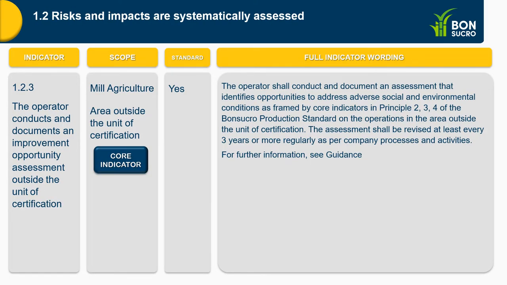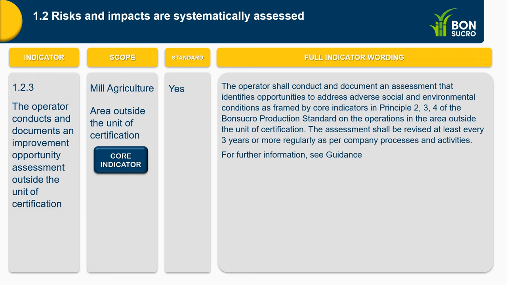The third indicator of this criterion is that the operator conducts and documents an improvement opportunity assessment outside the unit of certification. This is a core indicator. And now the scope is the area outside the unit of certification. This is one of the two indicators where the Bonsucro Production Standard asks for the operators to look at some risk outside the unit of certification.